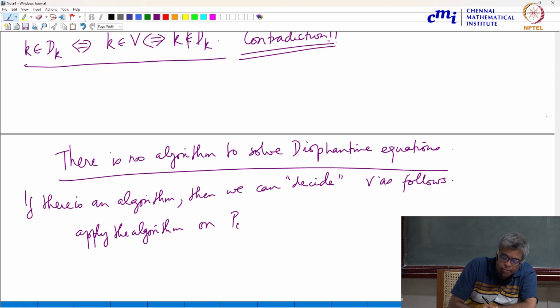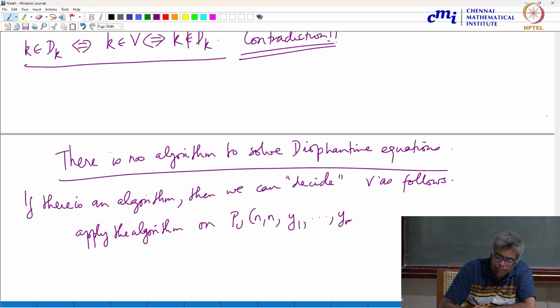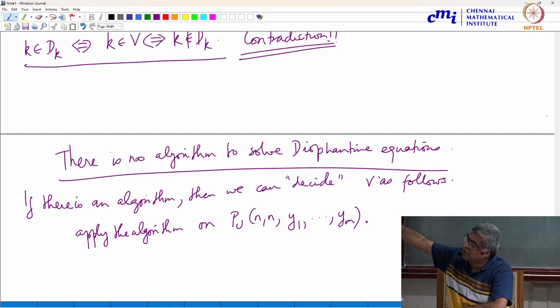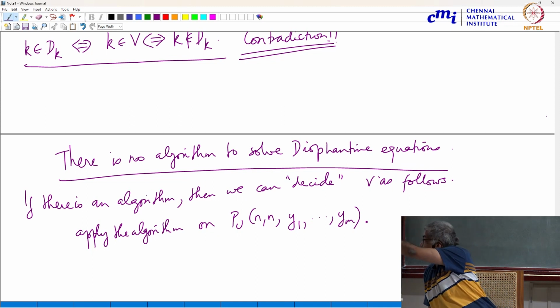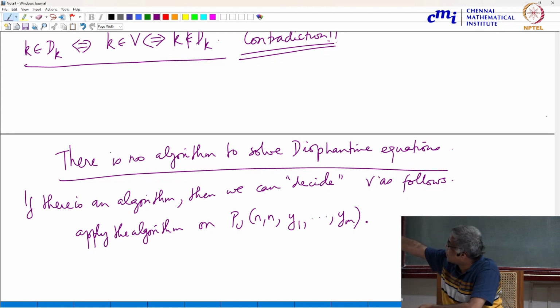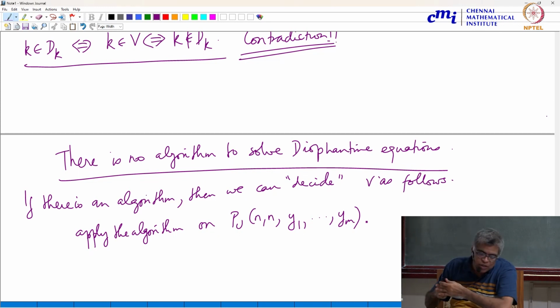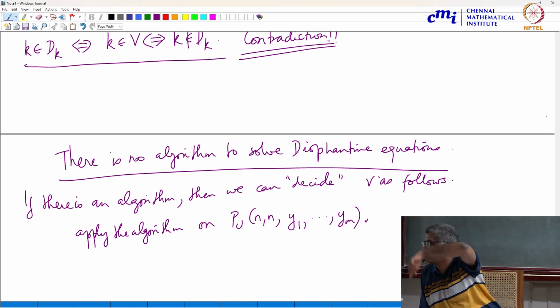Apply the algorithm on PU, n, n, and then the rest of the variables, let's say y1 to ym. Recall that PU is the Diophantine equation corresponding to the universal set, and you are asking whether there is a solution when you fix the first two parameters to be n and n. This happens if and only if n belongs to Dn. So you will get a yes or no answer, because this is an algorithm which checks whether there is a solution for any given equation.